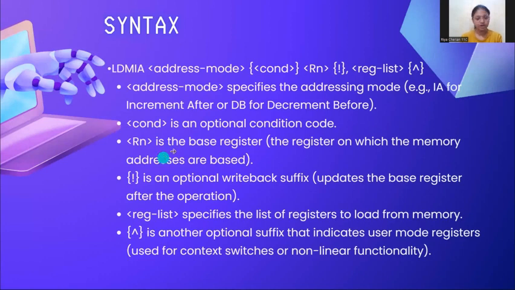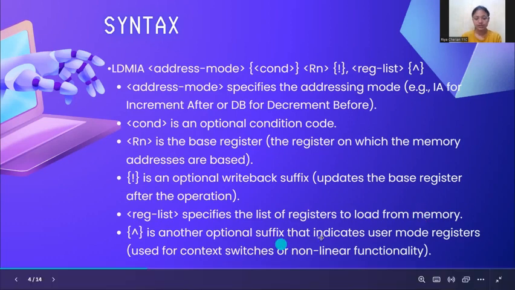Then Rn, which is the base register, the register on which the memory addresses are based. Next, followed by an exclamation mark, which is an optional write-back suffix, which updates the base register after the operation. Next, the register list, which specifies the list of registers to load from the memory. Finally, there is another optional suffix which indicates the user mode register.